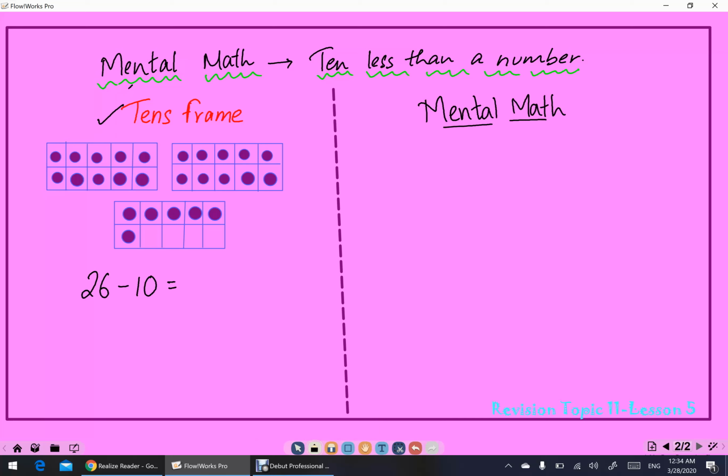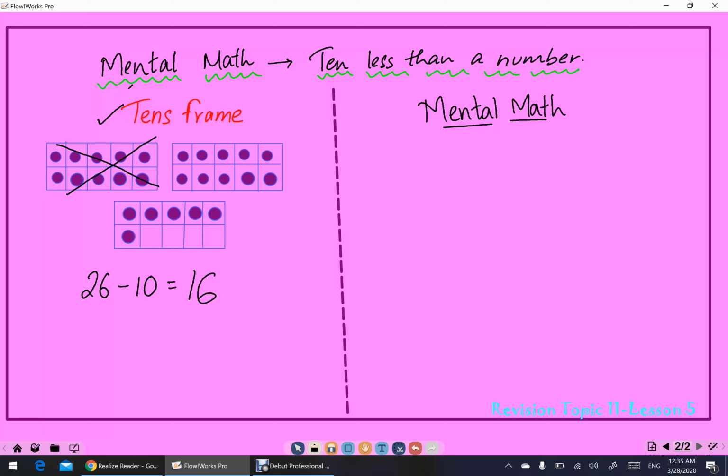Here you can see the equation 26 minus 10. Now, these are the tens frames. From 26, I will just remove one tens frame. How many am I left with? Excellent. 16.